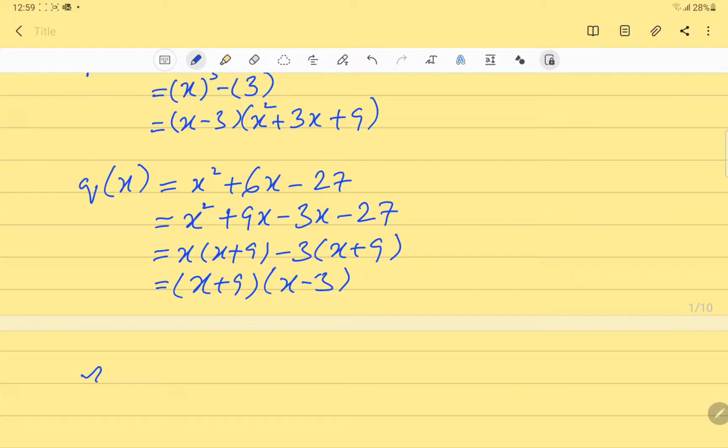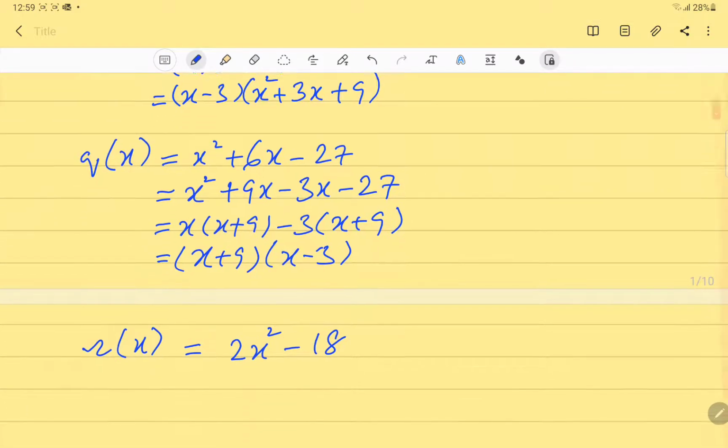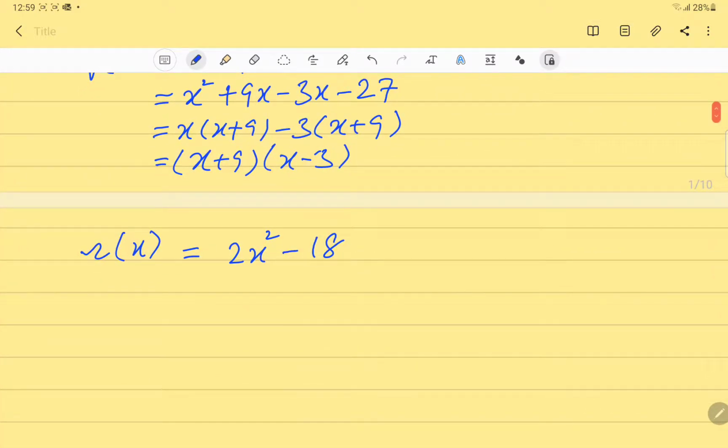Now we move on to our third expression. Rx is equal to 2x squared minus 18. We have only two terms in this expression. First of all, we will take 2 common. So we will be left with x squared minus 9. Now in x squared minus 9, both terms are squares, and you know we have a formula.